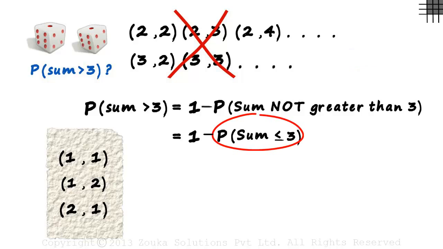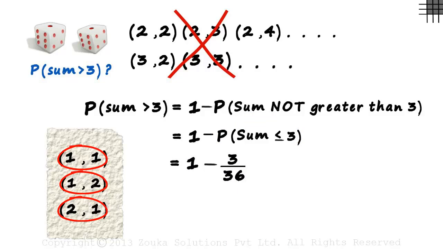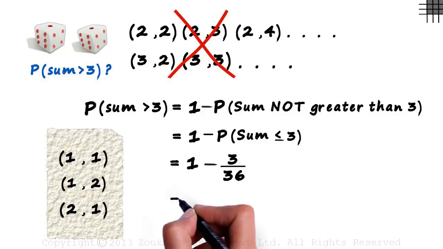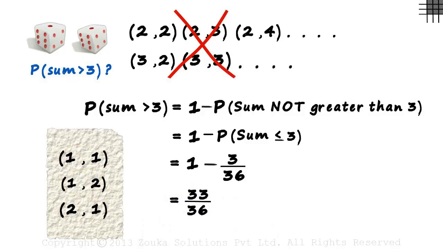This probability will be 3 by 36. This can be written as 1 minus 3 by 36. 3 possibilities where the sum is less than or equal to 3 out of 36 total possibilities. This equals 33 by 36, which after being reduced to its simplest form equals 11 by 12.